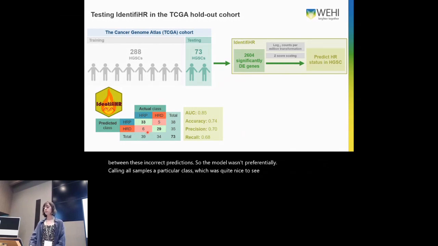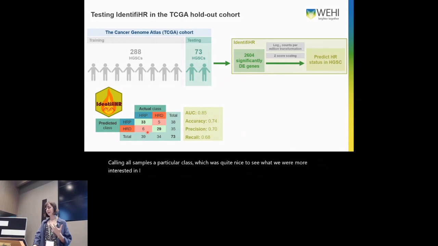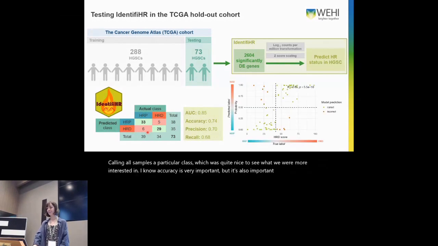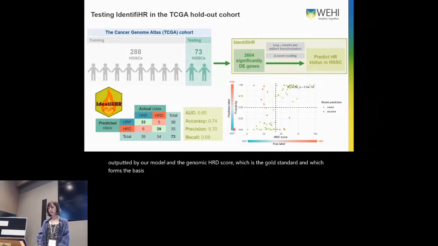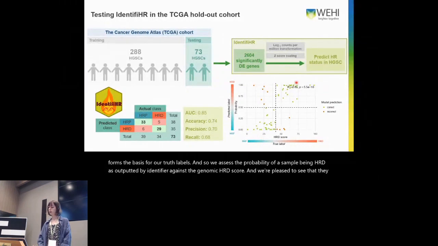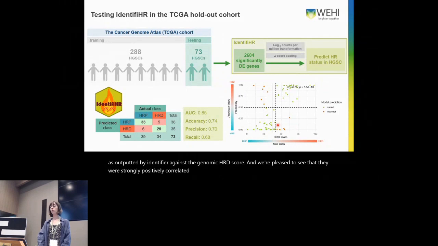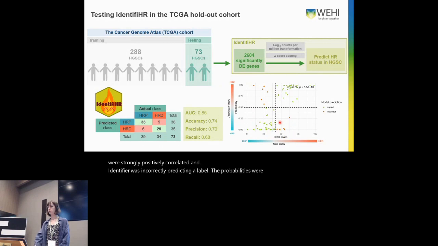What we were more interested in, I know accuracy is very important, but it's also important that we convince clinicians and other scientists to use this tool, was the correlation between the probability outputted by our model and the genomic HRD score, which is the gold standard and which forms the basis for our truth labels. And so we assessed the probability of a sample being HRD as outputted by IdentifiHR against the genomic HRD score. And we were pleased to see that they were strongly positively correlated, and where IdentifiHR was incorrectly predicting a label, the probabilities were quite close to the threshold set.